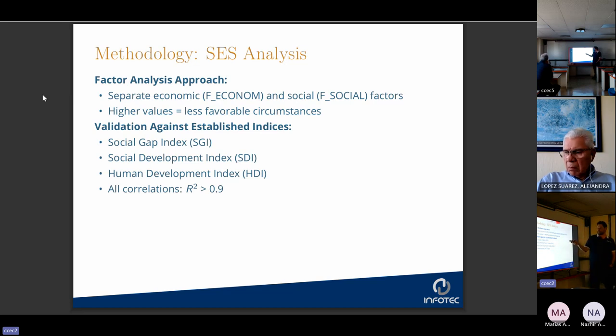We did some validation against established indices like the social gap index, the social development index, and the human development index. In all of them, we have a regression coefficient greater than 0.9. So that says that we can reproduce those indices with these two factors. But we also found that each factor is statistically significant. Each factor has its own data and is not saying the same thing. Each factor contributes independently.